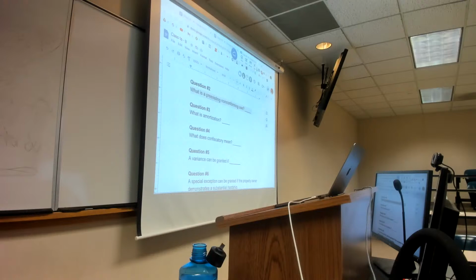So this is a classic case of a variance. He had a hardship. He literally could not build on his property. There's nothing he could build at all. So what did he do? He went to the government and asked for a variance. Now the zoning board denied it.